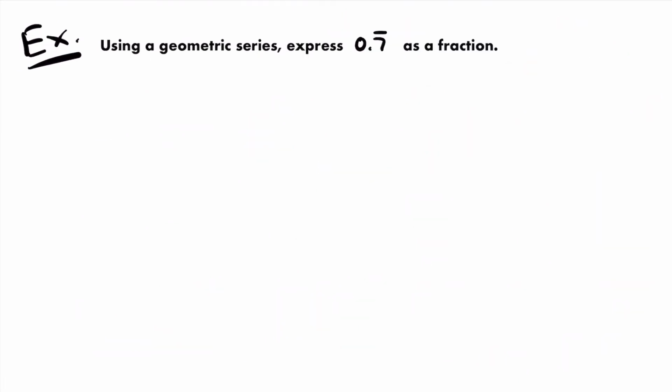All right, so now we're going to look at an example of an application of a geometric series. What we can do with a geometric series is rewrite a repeating decimal as a fraction. And so for this example, we want to use a geometric series to express 0.7 repeating as a fraction. And so here's how we're going to do that. 0.7 repeating is equal to 0.7777777 and so on. And we can rewrite that with an infinite sum of fractions. And so here's what that looks like.